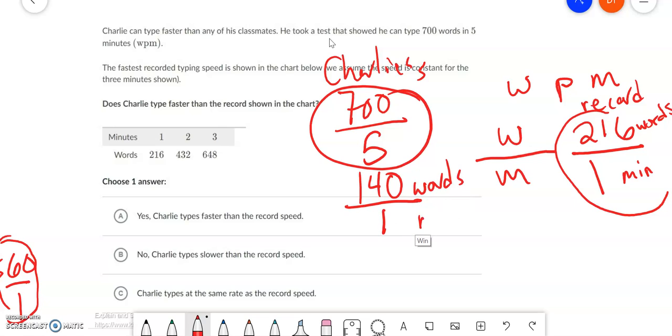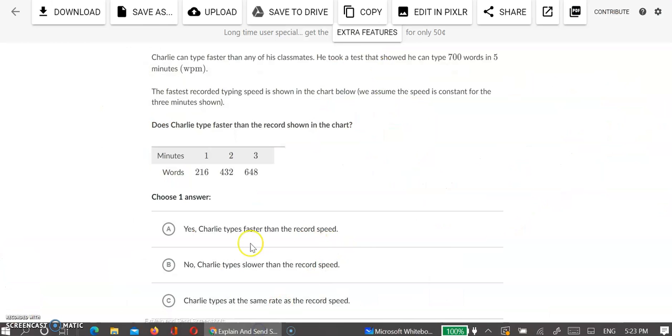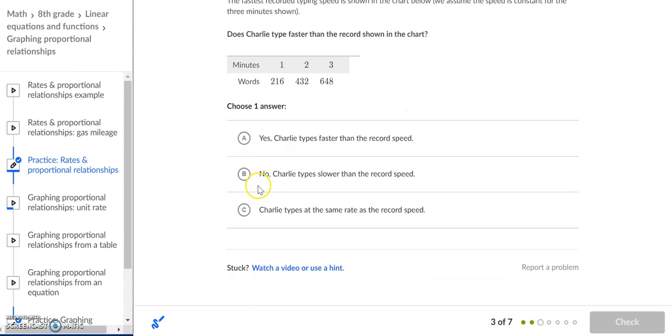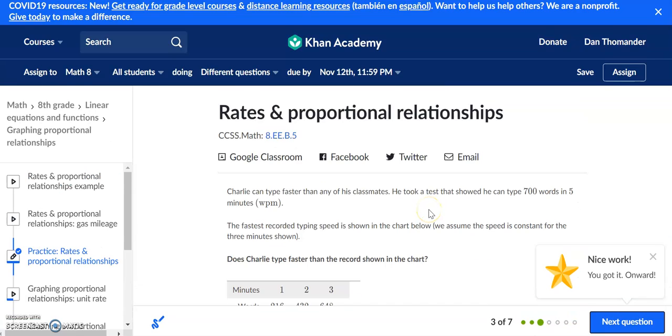So 140 words per minute is less than the 216 words in 1 minute. So Charlie is not faster. No, that's not correct. Charlie types slower. Yes, that is correct. And so I'm going to go back here and select B. Charlie types slower. Go over here and say he types slower and check it out. Okay, so that's the idea.